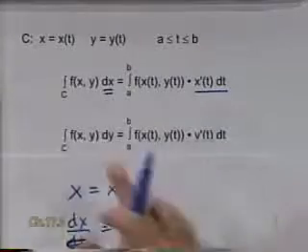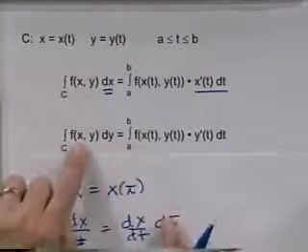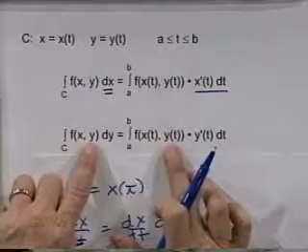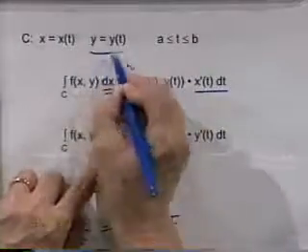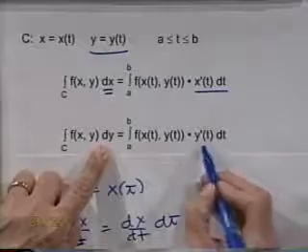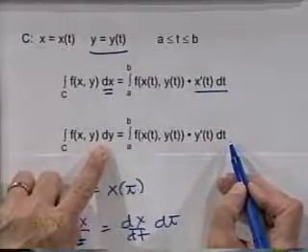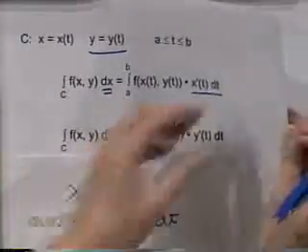And if you wanted to do it with respect to y, same thing. Replace x with x of t, y with y of t, and dy, taking this parametric representation, is just dy/dt times dt. That's all there is to it. It's not hard. Not hard at all. So let's do one.